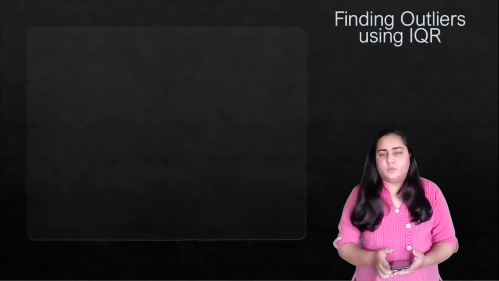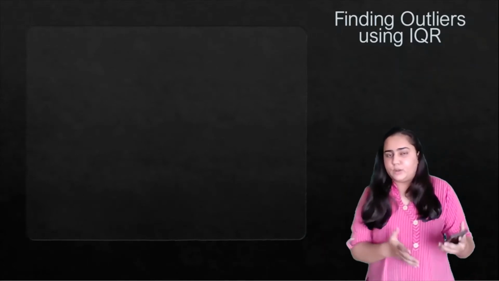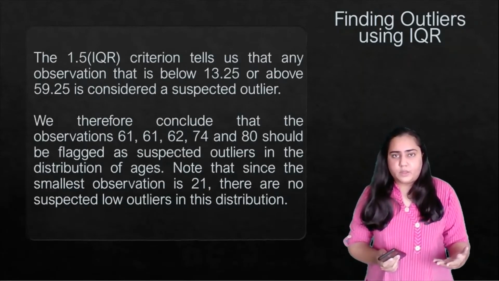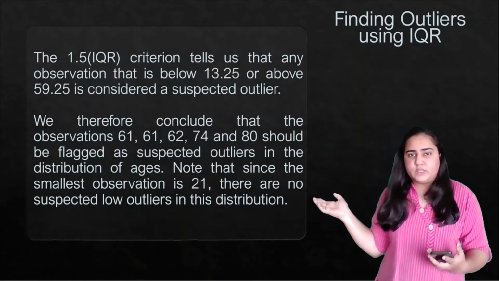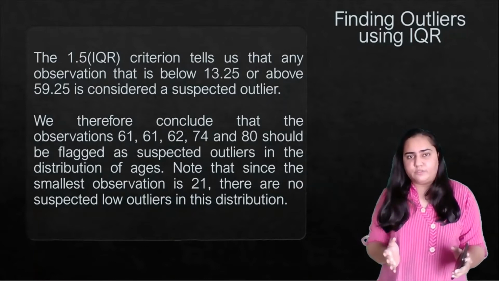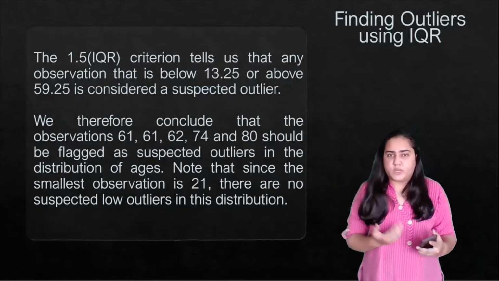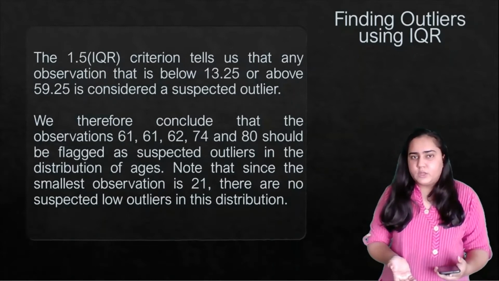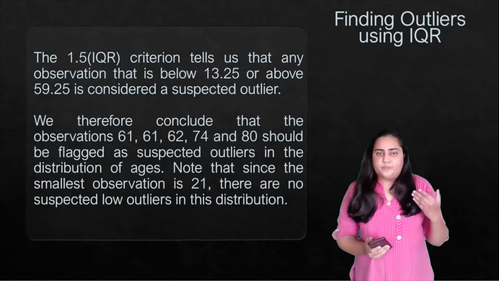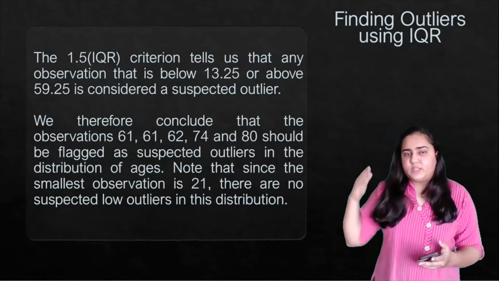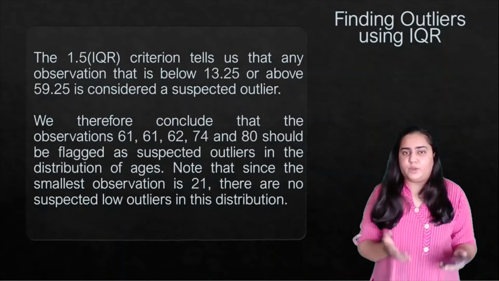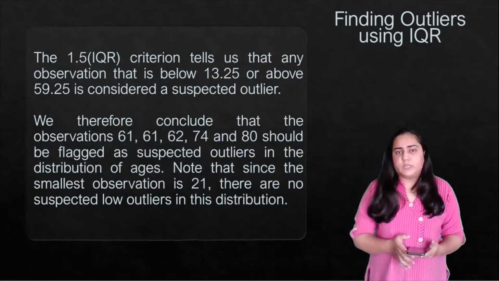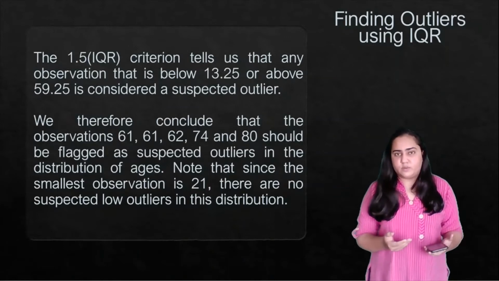Now from the histogram, we found out that those values right there, which were not belonging to the group, which were not close to everything else in the histogram, could be outliers. But in this case, we are going to see the outliers based on this range that we found. Now the values that we supposed were outliers were 61, 61, 62, 74, and 80. So all 5 values are going to be outliers because they are all greater than 59.25, which is the upper limit of our range where all the values are not outliers.